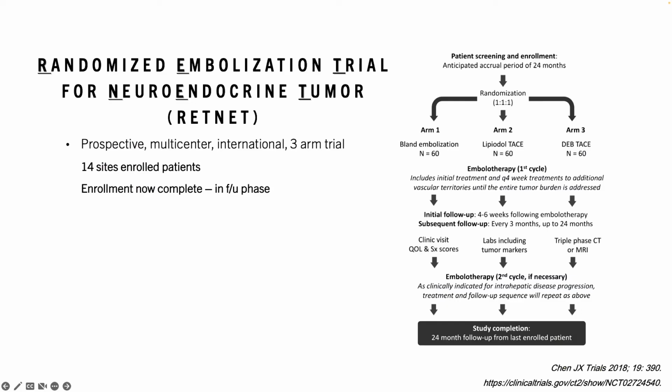And so we designed this study, a large group of us. It's called the RETNet study, so the randomized embolization trial for neuroendocrine tumor, RETNet. It has completed enrollment. There are 14 sites. I was one of those sites, and we are in the follow-up phase, and hopefully our data will come out in the next year. But what I can tell you is patients were randomized to 3 arms. So bland, okay? Chemoembolization and drug-eluting bead.